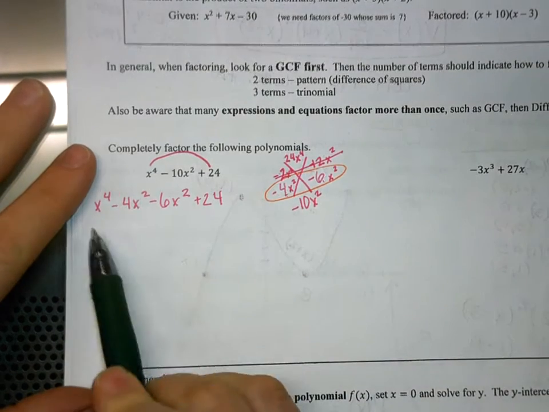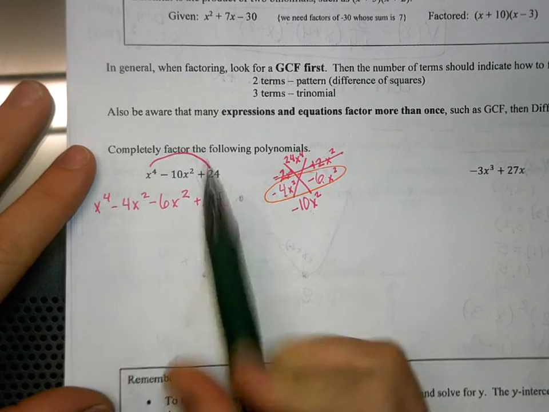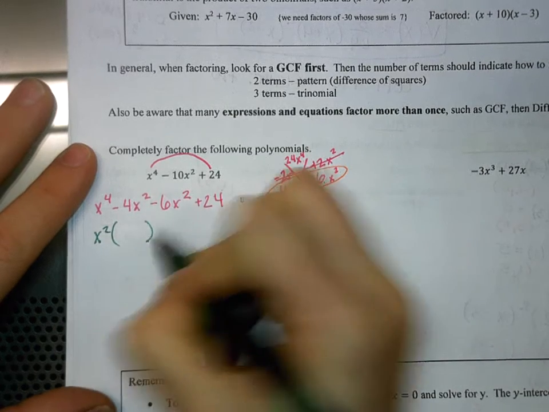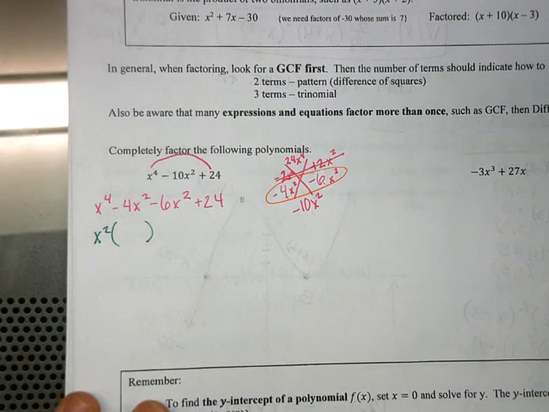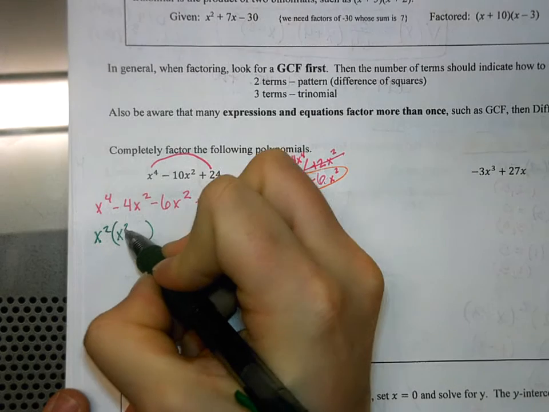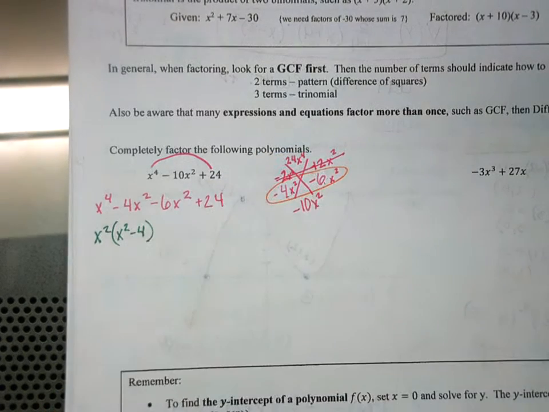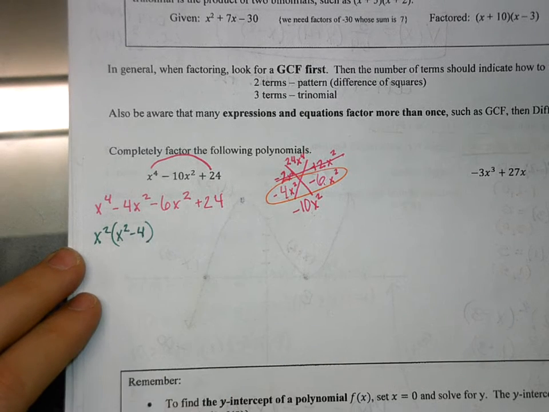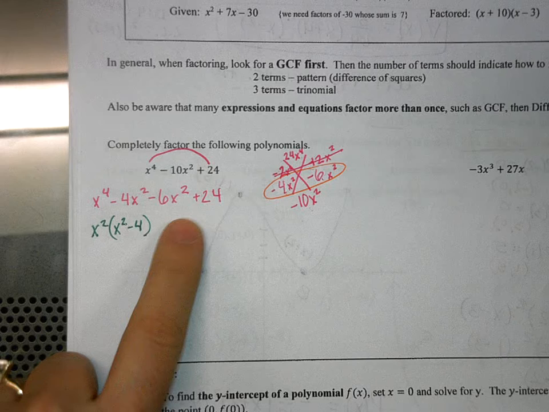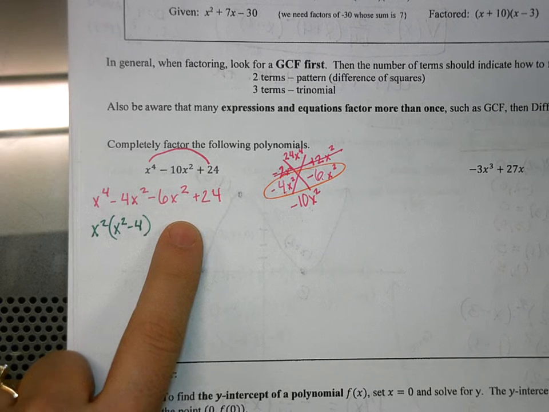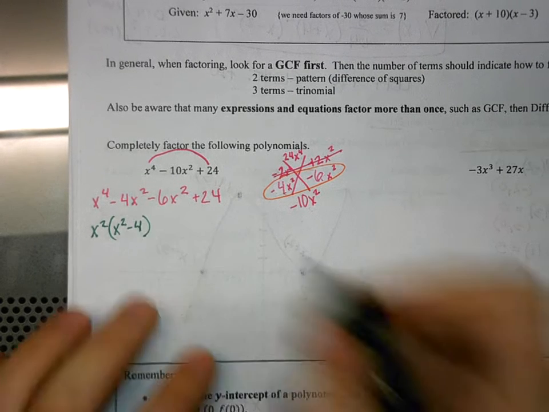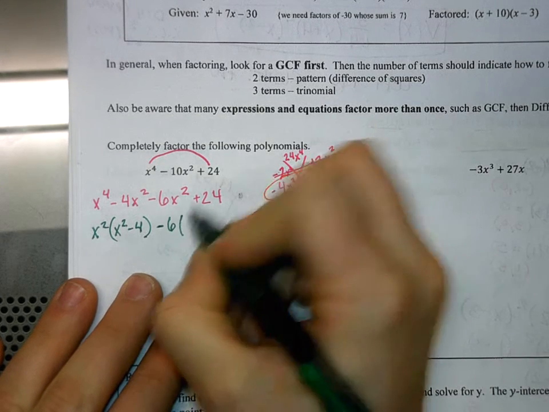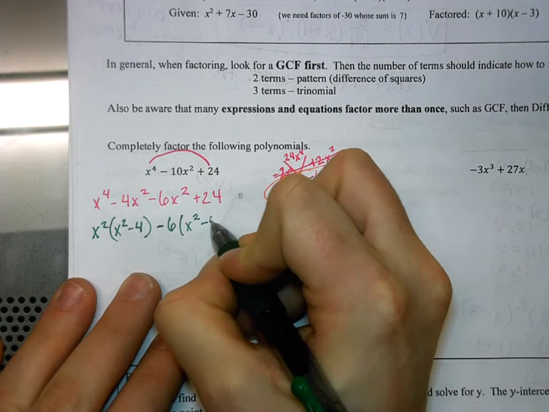What's my greatest common factor out of these left two terms? Good. X to the second power. So if I divide an x to the second out of each of those, I'm left with x squared minus 4. And I know that I could distribute the x squared and get back to my original if I wanted to check that. What is the greatest common factor on the right-hand side? 6. And because the first one is negative, we always pull out that negative 6. And that leaves me with x squared minus 4.